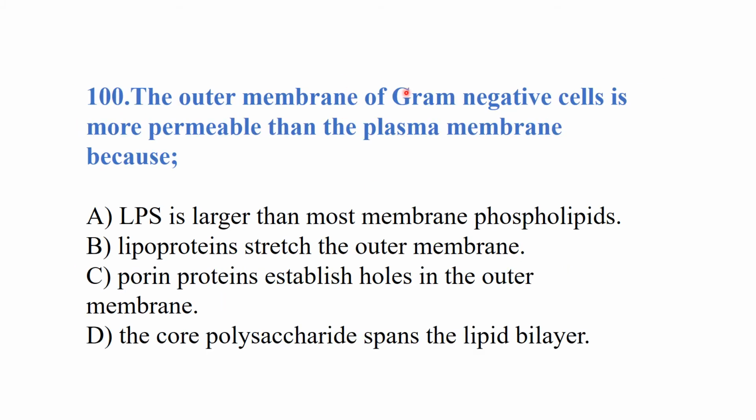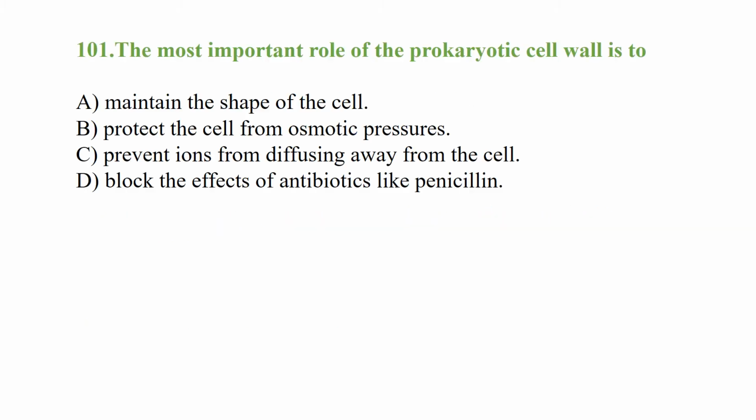The outer membrane of gram-negative cells is more permeable than the plasma membrane, because porin proteins establish holes in the outer membrane. Because of the presence of the porin proteins, the outer membrane is more permeable than the plasma membrane.